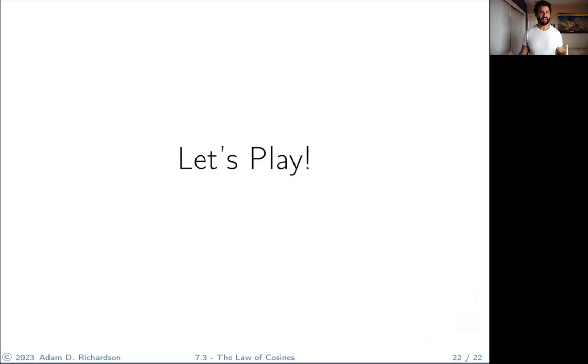But that's it for this lecture. That's it for this section. So you should go start the homework right away. The next section is 7.4, and that's all about the area of a triangle. That one is actually pretty short, so it's kind of fun too, because we're going to get these other formulas for area.